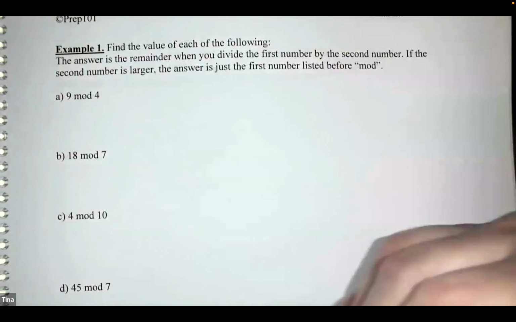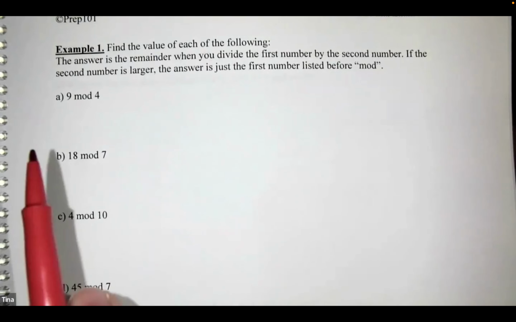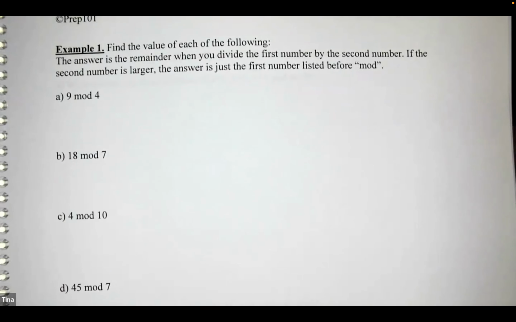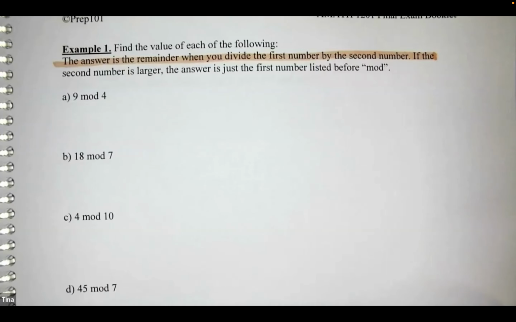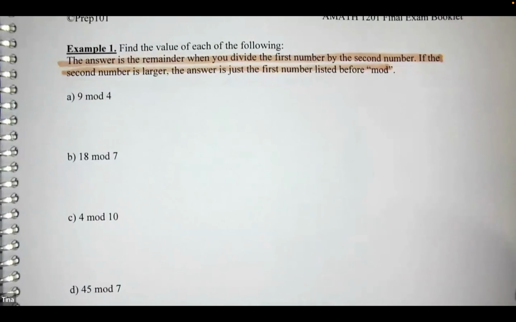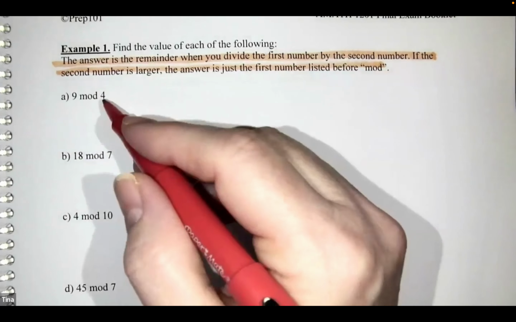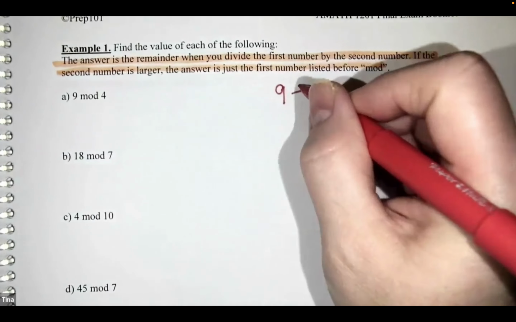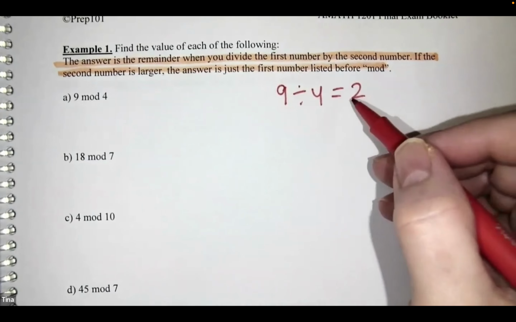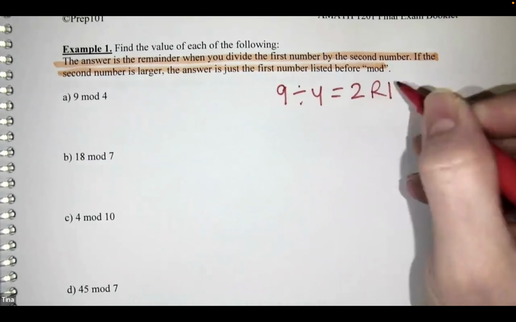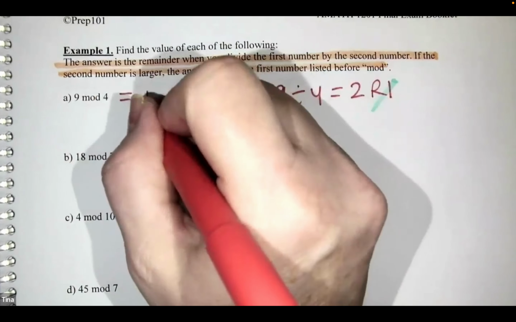One is, of course, just knowing how to work out mod, because we'll need to do that in the next question. First of all, if you've never done any comp sci, the answer here is going to be the remainder when you divide the first number by the second number. If the second number happens to be larger, then the answer is just the first number listed before the mod. So here, if I want to do 9 mod 4, I do 9 divided by 4. Well, how many times does 4 go into 9? 2. But 2 times 4 is 8, so there's remainder 1. The answer is always your remainder. So the answer to 9 mod 4 is 1.